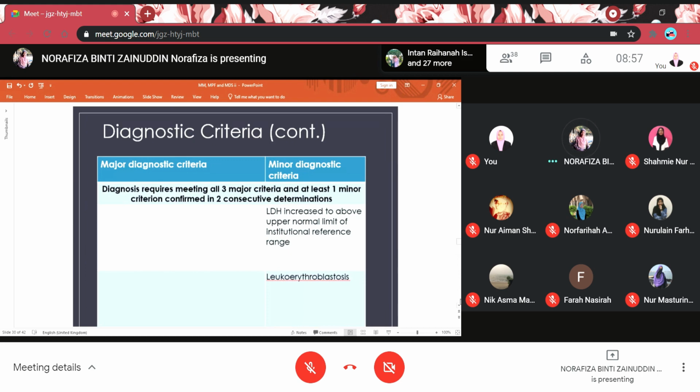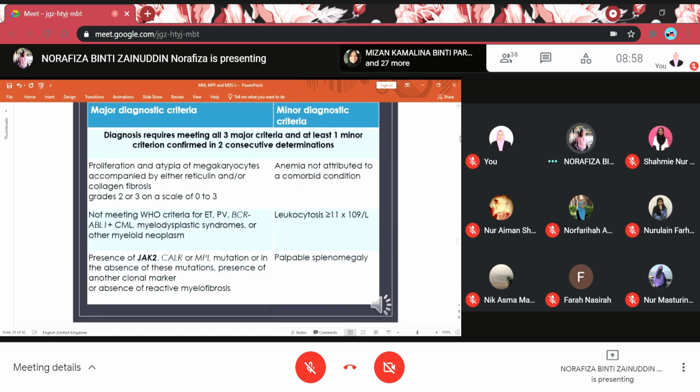Okay. All right. The minor diagnostic criteria is anemia not attributed to a comorbid condition. Maknanya yang ni dia tak ada condition lain yang menyebabkan anemia. And then leukocytosis of more than 11 times 10 to the power of 9. Yang ni tolong betulkan sendiri. 10 to the power of 9 per liter.